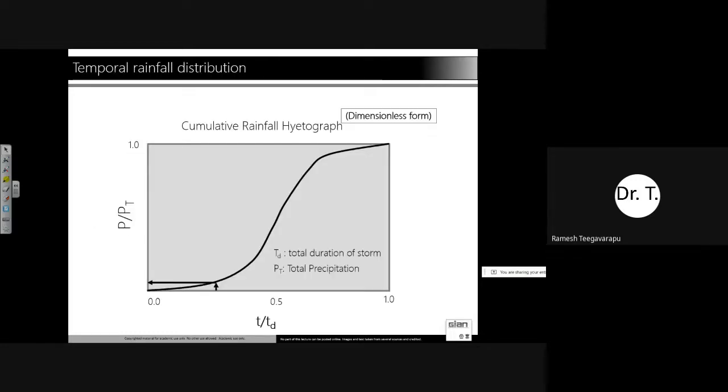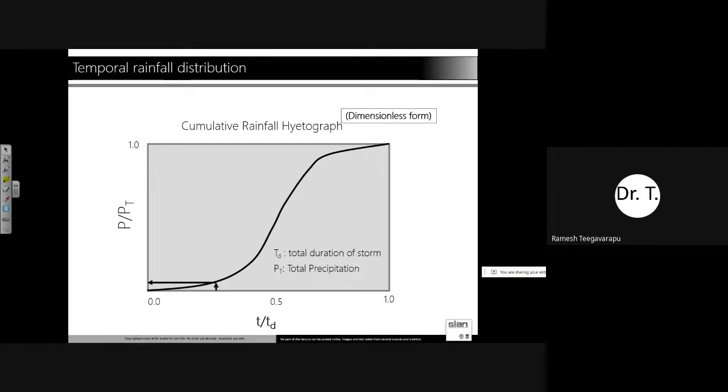So how do we do that? There are a number of synthetic rainfall distribution curves. I'm not sure if these are available in India. Have they been developed for any sites? Do you use them? This is the question for you. You can answer if you know that.